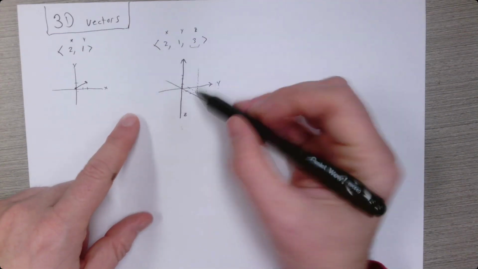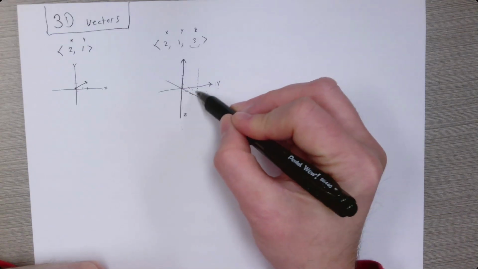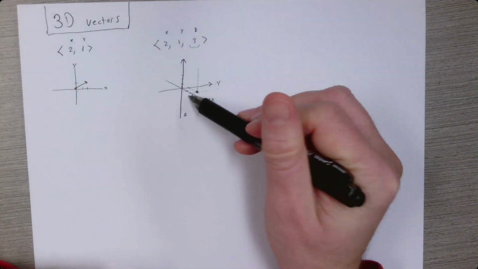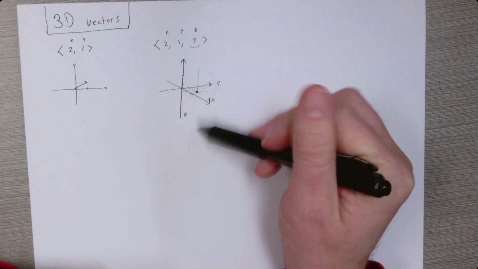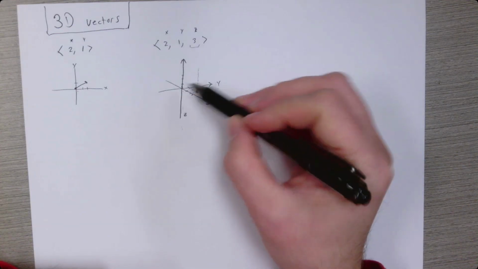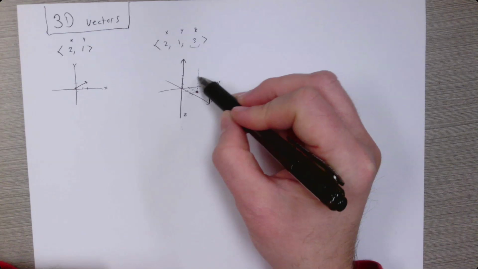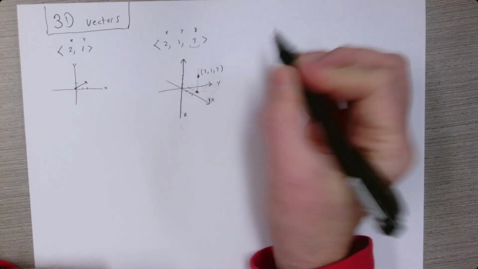So 2 in the x direction would be here. 1 in the y direction would be here. That dot is supposed to be in the xy plane, so it's got no up or down component. But now if I'm going to go up by 3, I want to go straight up from that point: 1, 2, 3, so kind of here-ish. So this would be the point (2, 1, 3).